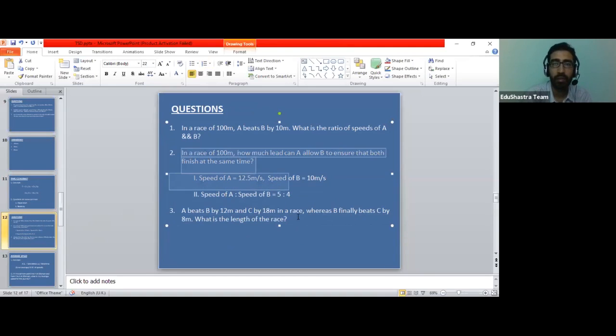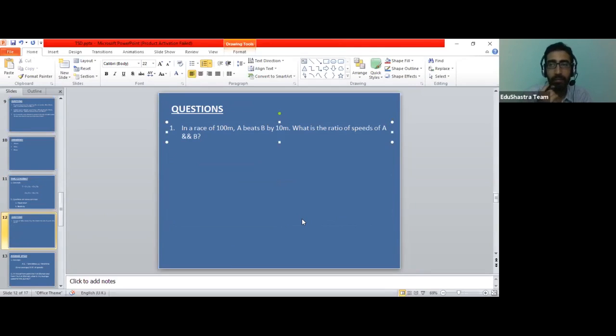Please solve one and tell me what the answer is. In a race of 100 meters, A beats B by 10 meters. What is the ratio of their speeds? Yeah, it's 10:9. By the time A covers 100 meters, B covers 90. Yes, so it is very direct.